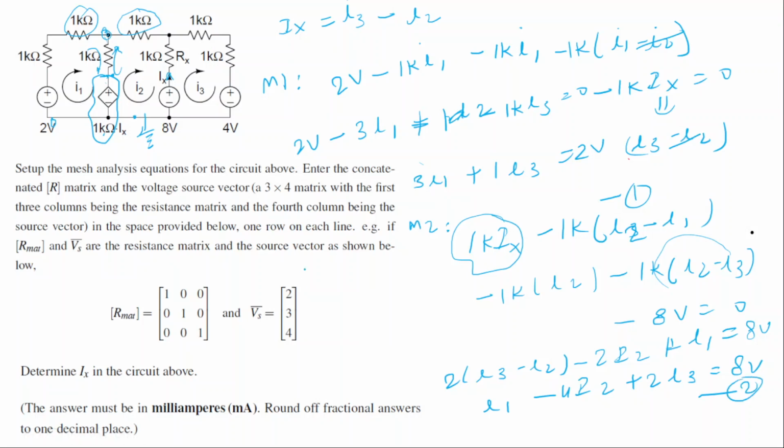Similarly, you can write the equation for the other loop. The method is the same, so should I leave that as homework? The procedure is the same. Ix is 2.56 milliampere, you can verify. Everyone, please verify this answer, you can try at home.